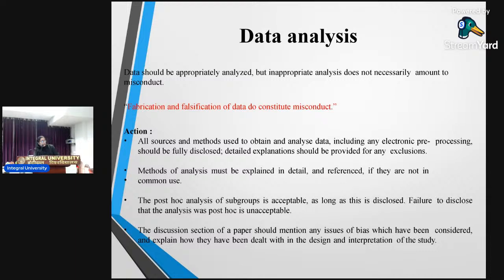Okay. So all sources and methods used to obtain and analyze data, including any electronic pre-processing, should be fully disclosed. Detailed explanations should be provided for any exclusion. So inclusion criteria and exclusion criteria of all the subjects have to be very, very clear. This is a part of your study design. So the participants that you are going to include in your study design and the participants that you are going to exclude in your study design have to be very clear.